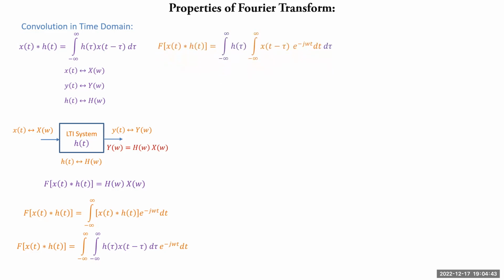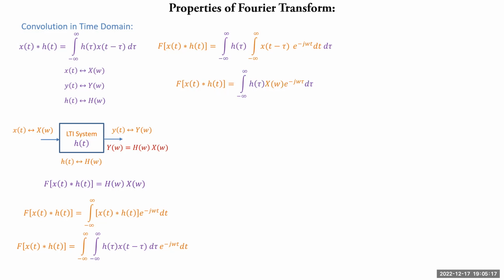And then it is simplified by changing the order of integration, because the two integrations, one with respect to tau and the second with respect to t, are independent, and hence the order of operation can be changed. In the previous integration, we were integrating with respect to t first and then with respect to tau. So now we can integrate with respect to tau first and then with respect to t.